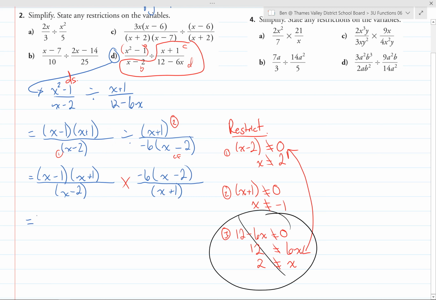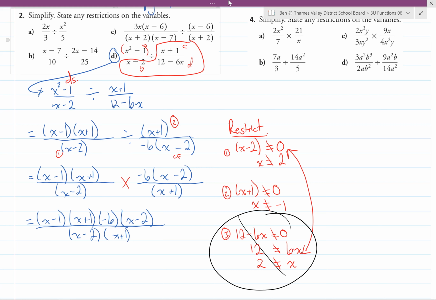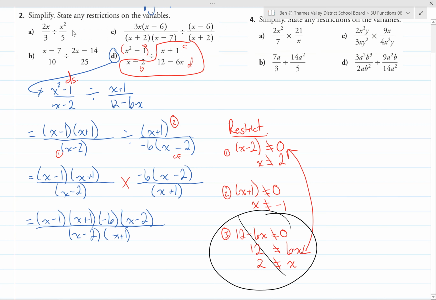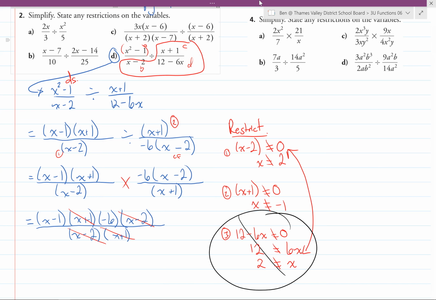So this leaves us with x minus 1, x plus 1, multiplied by negative 6, x minus 2, all divided by x minus 2, x plus 1. Remember, because we've already stated our restrictions, now we're allowed to perform cancellations. Any factors that appear in the numerator and denominator can be canceled out. So x plus 1 is there twice. X minus 2 is there twice.